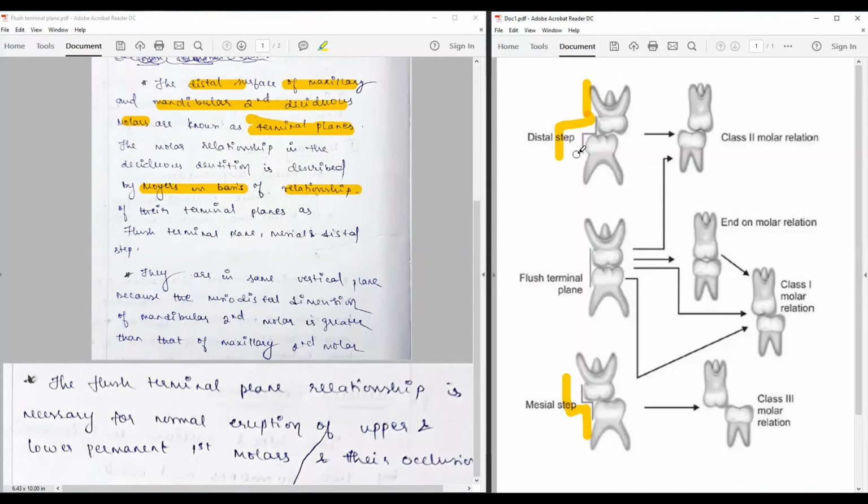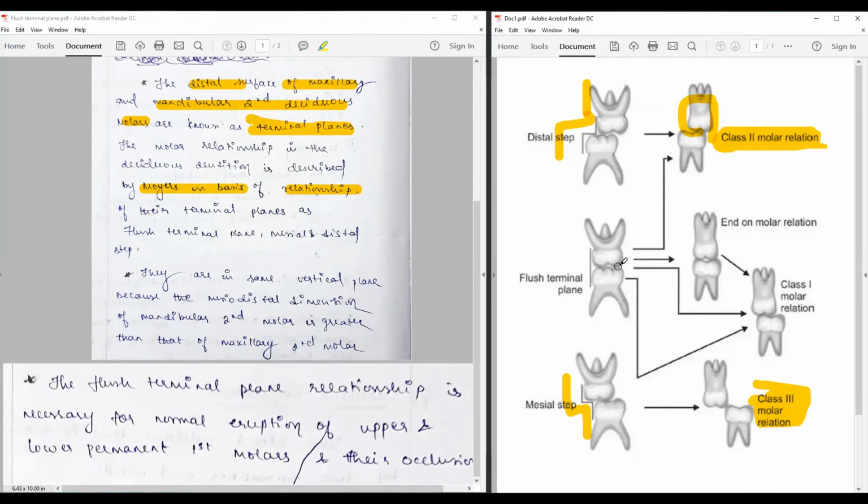The distal step usually ends up with a class 2 molar relationship. Usually about 80% of the time, if there is no proper growth intervention or modification, it may end up in a class 2 molar relationship. The mesial step usually ends up with a class 3 molar relationship in 20 to 25% of the cases. A flush terminal plane could end up in a class 2, class 1 or class 3. So that is what makes it very important.